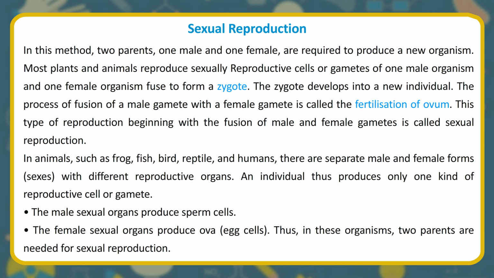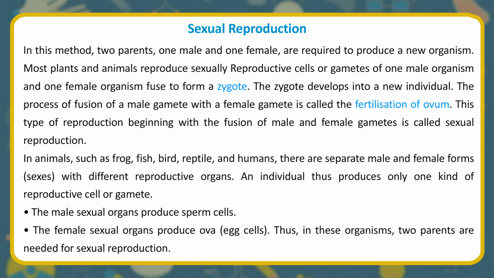Most plants and animals reproduce sexually. Reproductive cells or gametes of one male organism and one female organism fuse to form a zygote. The zygote develops into a new individual. The process of fusion of a male gamete with a female gamete is called the fertilization of ovum. This type of reproduction beginning with the fusion of male and female gametes is called sexual reproduction.